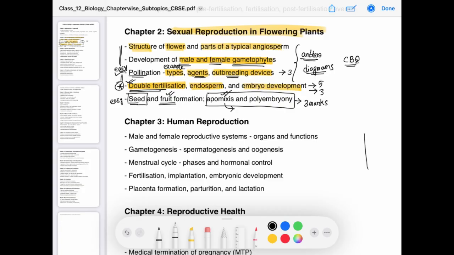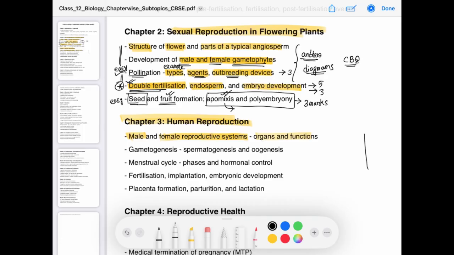Next, moving on to the Human Reproduction chapter. First is the male and female reproductive system. You have to understand the drawing, each and every part of it, and the function of each and every part. One of the major important questions is why the scrotal sac is outside the body of the human male. Because of spermatogenesis.